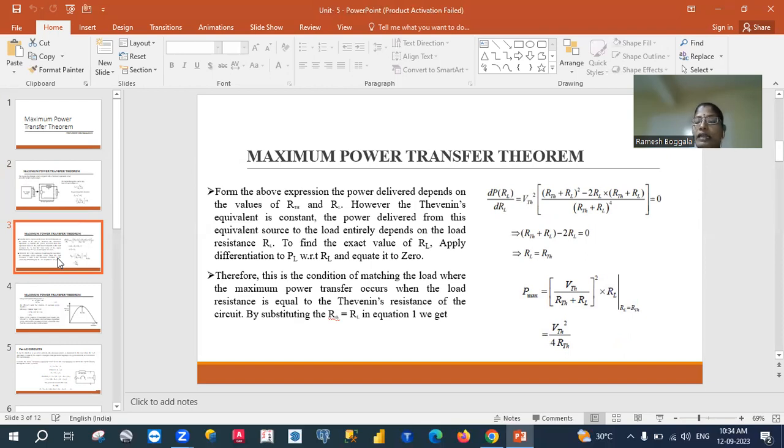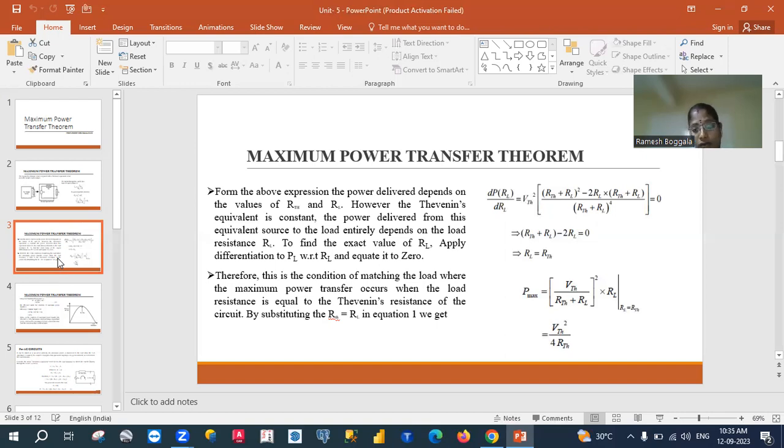However, the Thevenin equivalent is constant. The power delivered from the source depends upon the load resistance. To find the exact value of RL, we apply differentiation with respect to RL and equate it to 0. You already know the PL formula, which is the power in the load. You take the derivative of the power in the load with respect to RL. Applying the derivative, finally RL equals RTH, or otherwise RS equals RTH.